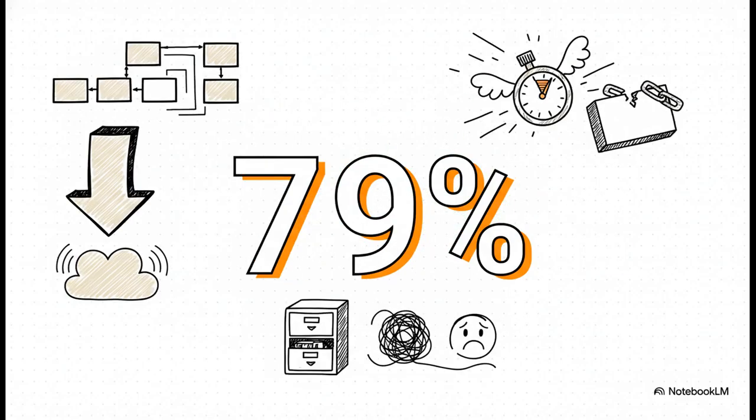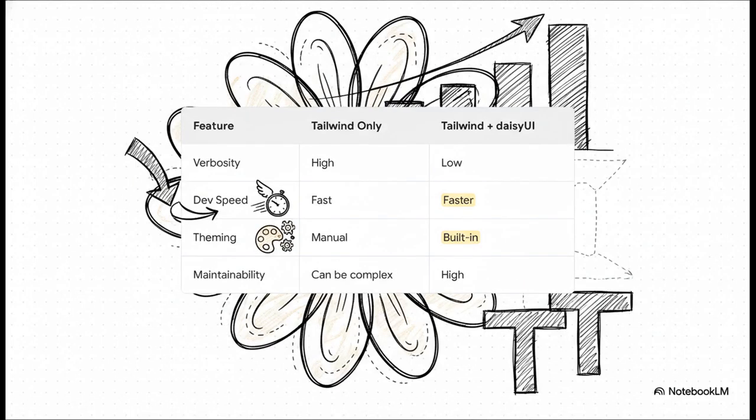And having fewer classes leads directly to another incredible benefit. Your final HTML file is about 79% smaller. Now, that's not just a technical win, it translates directly to faster page loads and a much better, snappier experience for your users. This table really just sums it all up perfectly. With DaisyUI, the verbosity plummets, development speed gets even faster, you get a powerful, built-in theming system right out of the box, and the overall maintainability of your project just skyrockets. It enhances Tailwind in every single key area.